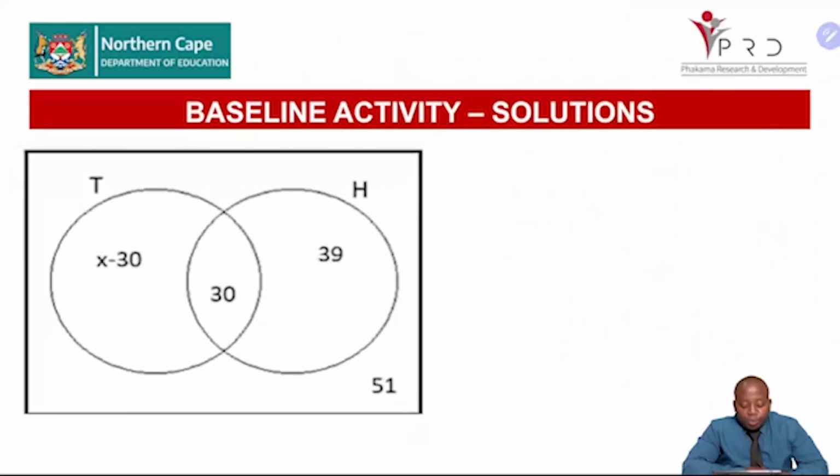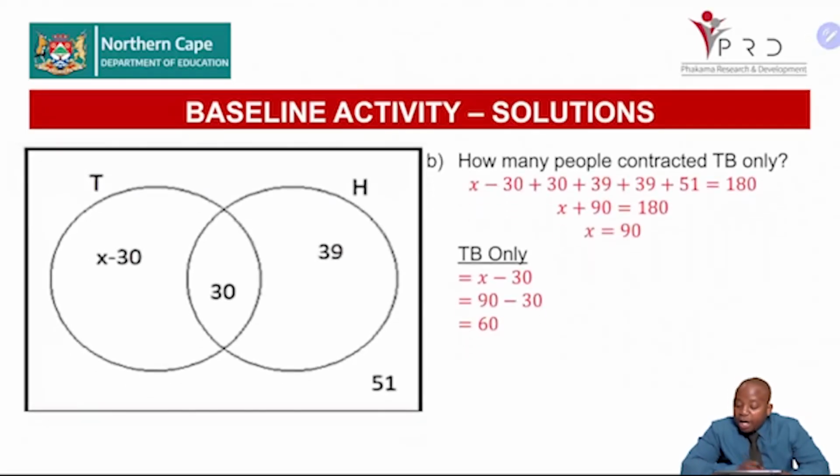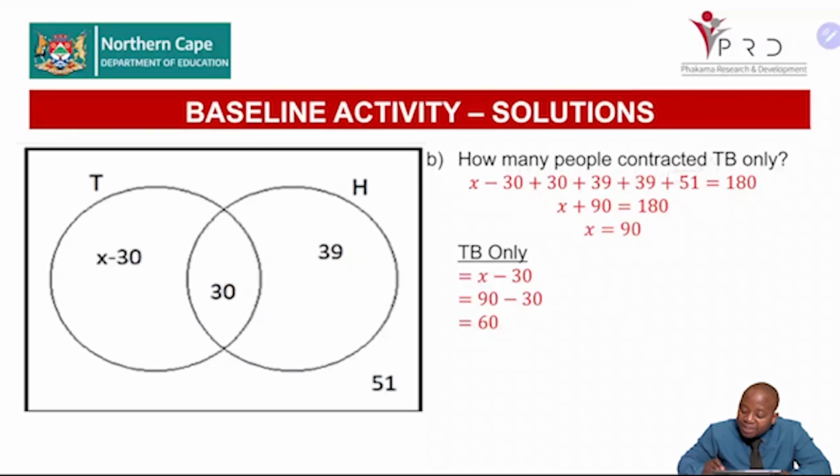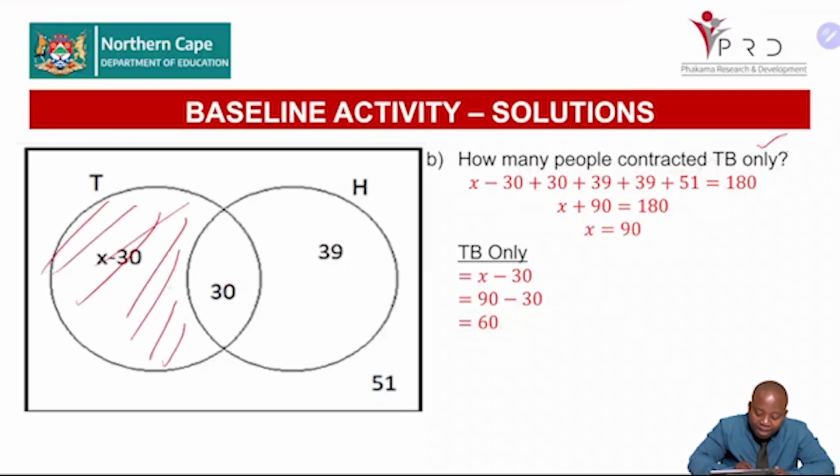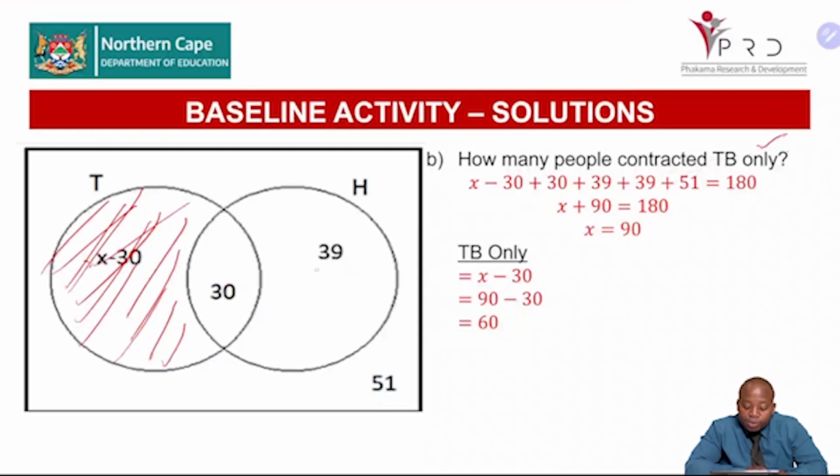Right, let's look at number 2. Now number 2, it says how many people contracted TB only. Okay, how many got TB only? To find TB only, we are looking for that section. And for us to find that section, what are we supposed to do? We are supposed to solve for that x because we have an x there. How do we solve for x? We add everything and we equate it to the total.